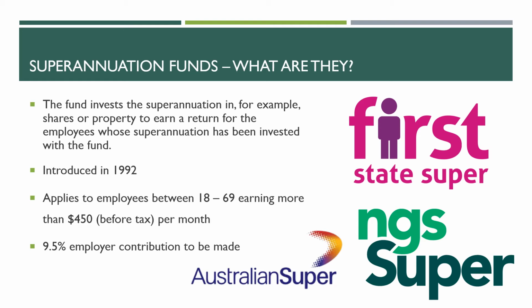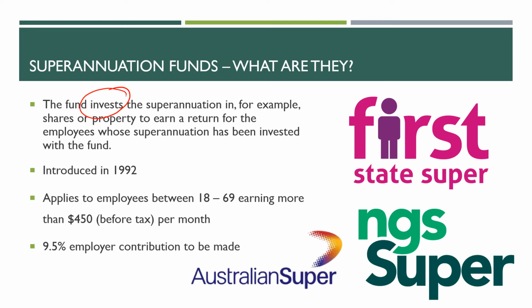Superannuation fund. Superannuation was introduced in 1992 in Australia, and essentially it applies to all employees between 18 and 69 as long as they're earning more than $450 per month. What it actually is, is that your employer will have to make a 9.5% contribution of your income, on top of your income, into a superannuation fund. That fund invests the money so that when you retire at a later stage in your life, the money that's been invested has not only stayed there but grown in value, and you'll use that for your retirement.